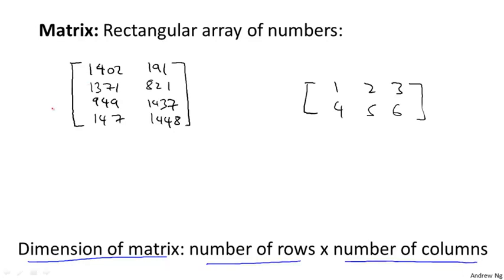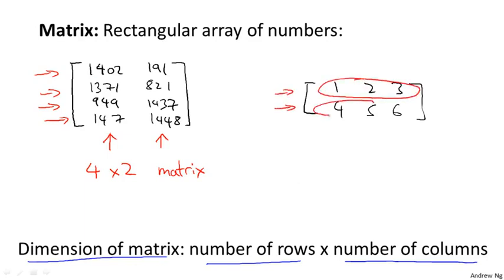So concretely, this example on the left has 1, 2, 3, 4 rows, and it has 2 columns. And so this example on the left, I'm going to say this is a 4 by 2 matrix, okay? Because it's number of rows by number of columns, so 4 rows, 2 columns. This one on the right, this matrix has 2 rows. So that's the first row, that's the second row, and it has 3 columns, right? That's the first column, that's the second column, that's the third column.